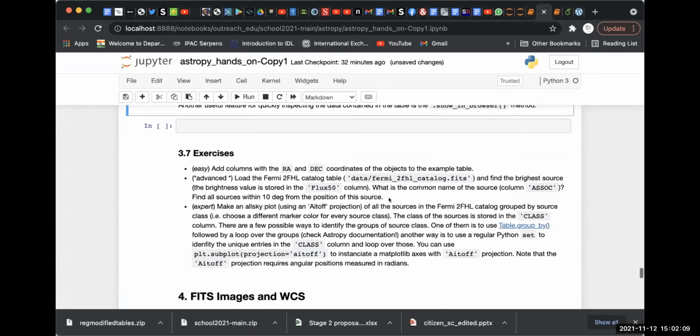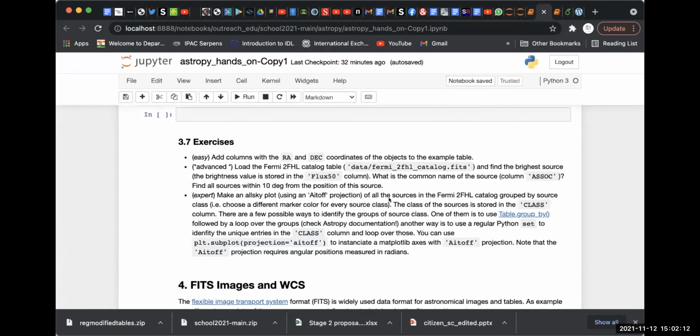So there are some exercises, like we said, that we've taken this tutorial from somebody else's, and he put them in these 3 forms. There are easy, there's advanced, and there's expert. So the first one is to add columns of right ascension and declination coordinates of objects in the example table. How would you add it, right? You already know NumPy. You can actually do those kind of things. Now in this data set which I have given you, you have a catalog. Find the brightest source, right? You'll already know how to sort it. So you can look for the column which has the brightness, sort it and find the first one. So it will be with index 0 and that will give you the brightest object.